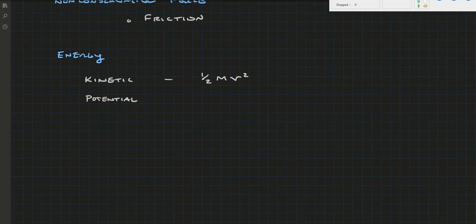And we can have typically two forms of this. We have the gravitational potential energy, or the potential energy associated with the height of an object, which is the mass times acceleration due to gravity times its height. So the potential energy is like stored energy. And then we also have the 1/2 kx squared for a spring.